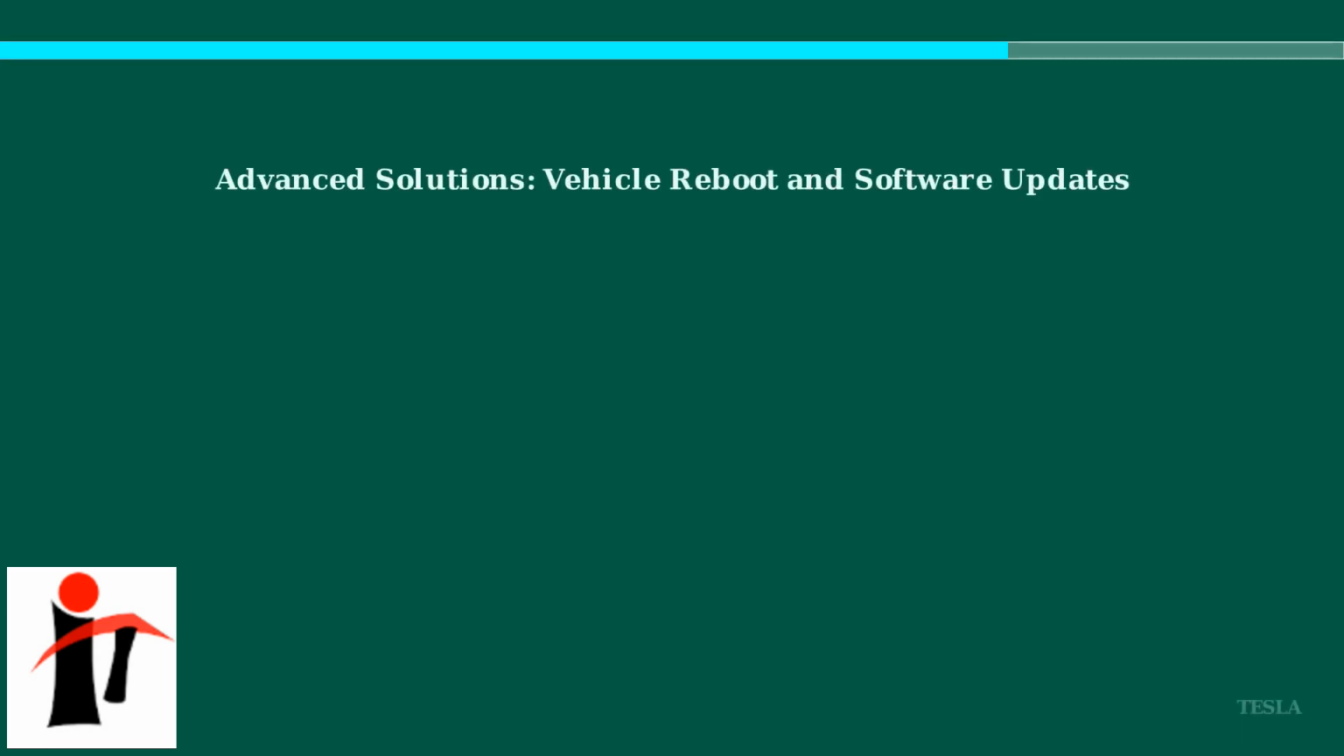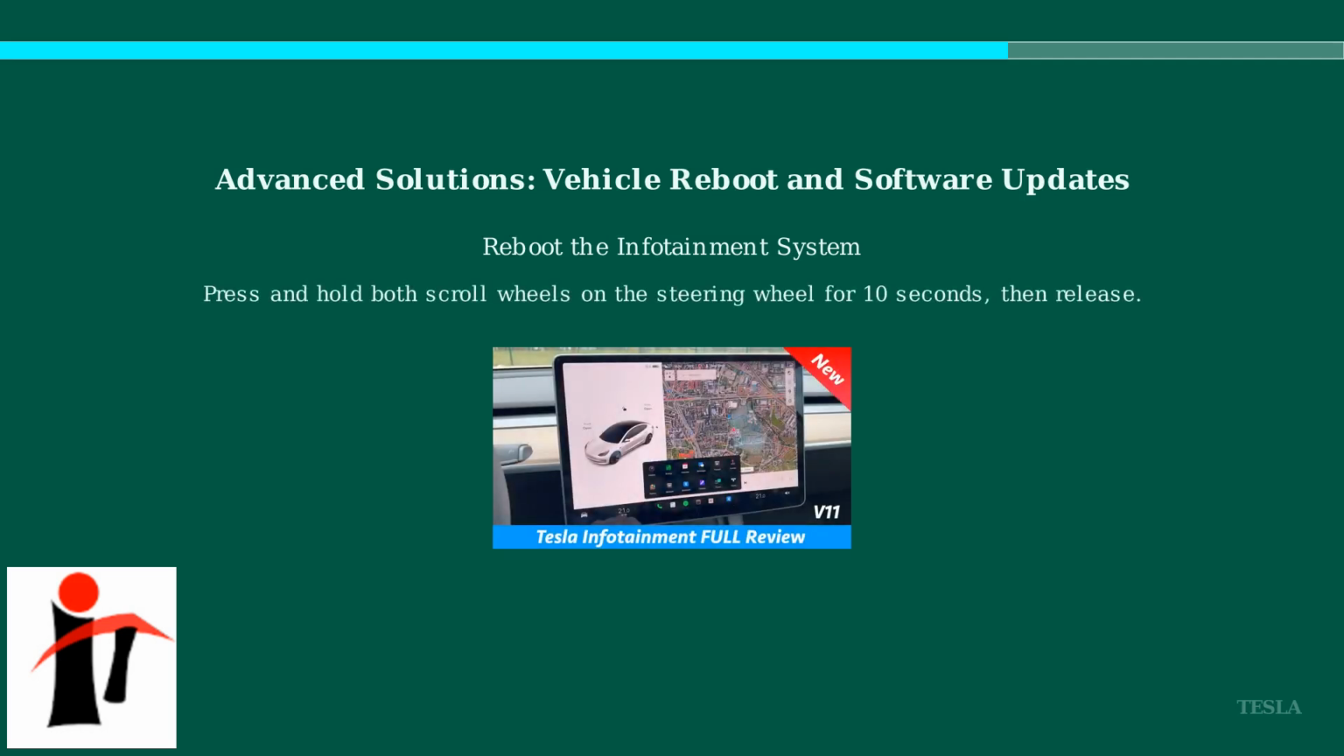If basic troubleshooting steps don't resolve the connectivity issue, try advanced solutions like rebooting your Tesla's infotainment system or ensuring your vehicle has the latest software updates. To reboot the infotainment system, press and hold both scroll wheels on the steering wheel for about 10 seconds until the screen turns off and restarts. This refreshes the car's software and network settings.